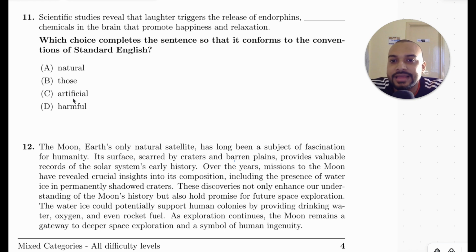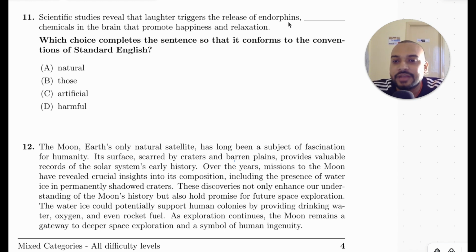Scientific studies reveal that laughter triggers the release of endorphins — chemicals in the brain that promote happiness and relaxation. Look at the structure of the sentence. Scientific studies reveal that laughter triggers the release of endorphins. They've stated a fact from a scientific study. Dash, chemicals in the brain that promote happiness and relaxation. Looks like an explanation of what endorphins are, or what that first fact states. So an extended explanation. Let's see which word fits properly.